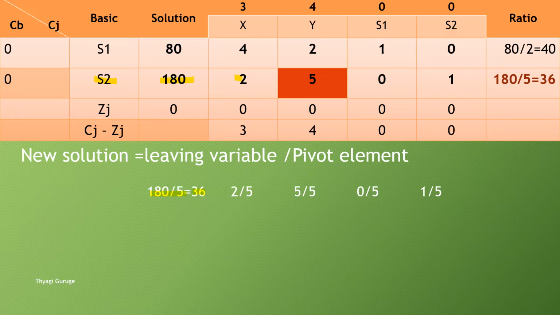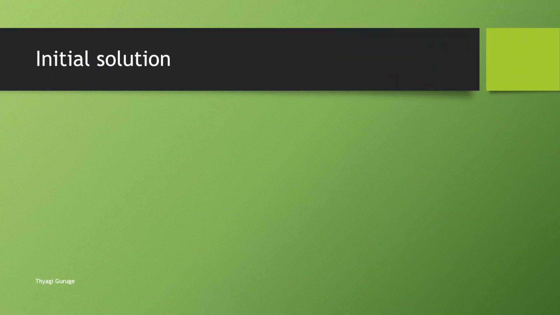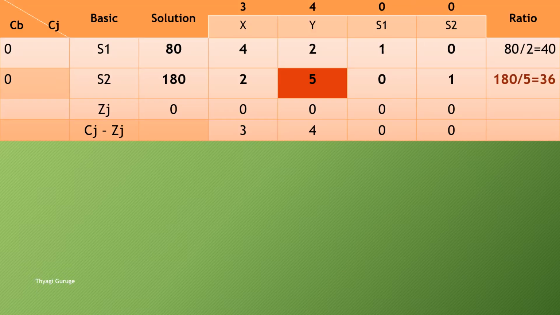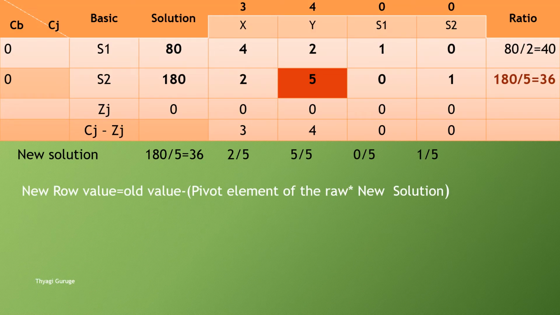Then 2 divided by 5, 5 divided by 5, 0 divided by 5, as well as 1 divided by 5. Now, after finding the values for the new solution, that is, for our leaving variable and entering variable, we are going to find the values for the other rows as well.